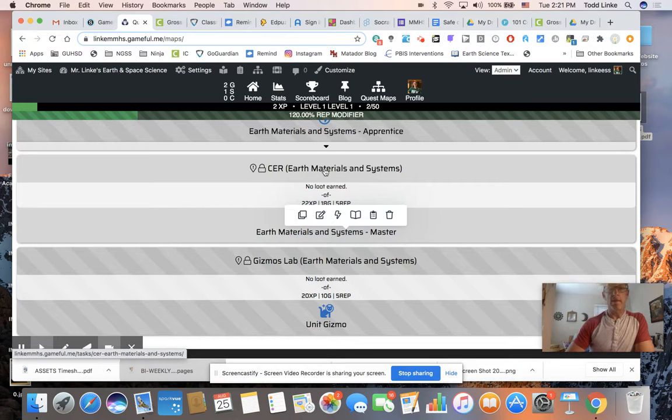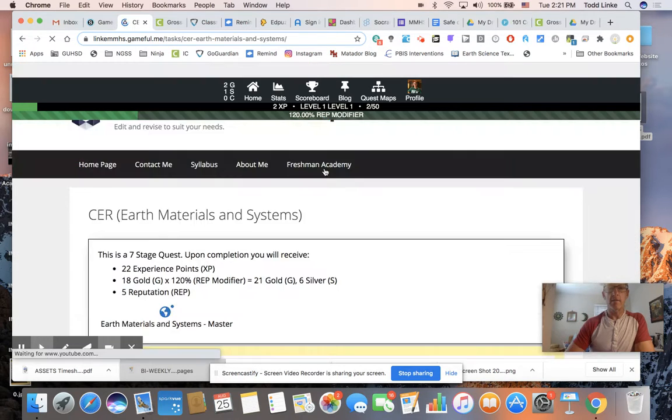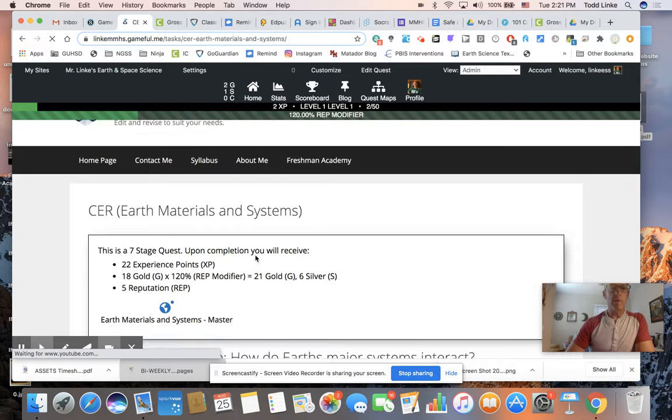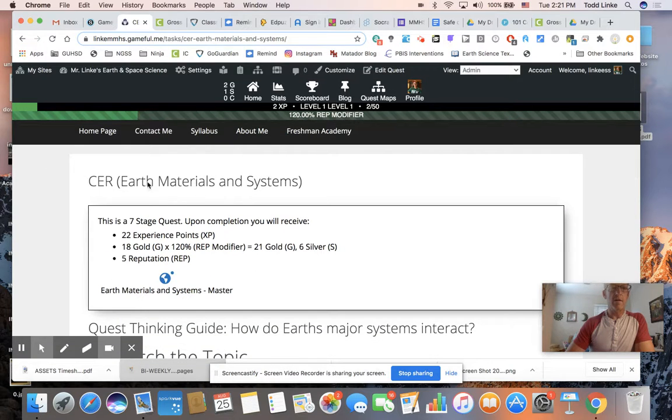Okay, so now I'm going to go into CER. And I'm going to see right away that it's CER for Earth Materials and Systems. That's what we've been learning this week. And I'm going to remember back, hey, we learned the systems with Mr. Linky and his Zoom on Tuesday. And that's geosphere, biosphere, hydrosphere, and atmosphere. And each of those different spheres has different materials in it, and different things happen within those systems. So those are called processes.